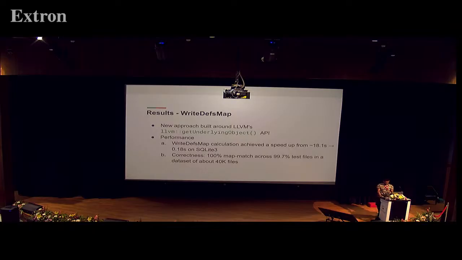And to check the actual accuracy of the approach, I took a benchmark set of about 40,000 files. I ran the same approach on it, and we got an accuracy where about 99.7% of test files gave back the same maps. So the good thing we can report here is that the LLVM underlying object API and the actual source code that IR2Vec has both reach the same results, but one is far faster than the other.